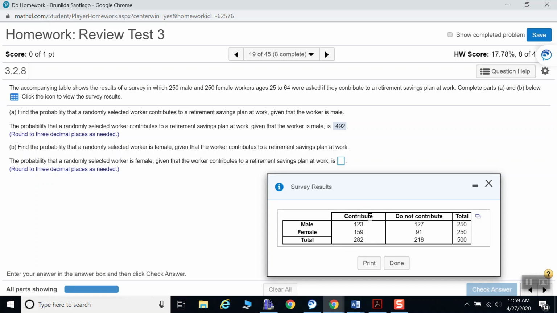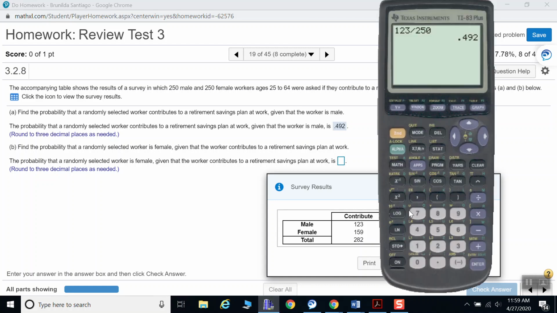These are the only numbers that I can use. And it says that is female. So out of the 282, 159 are females. So in your calculator, 159 divided by 282. And we need to round it to 3 decimal places. And that is 0.56, and the 3 is followed by a 4, 0.564.